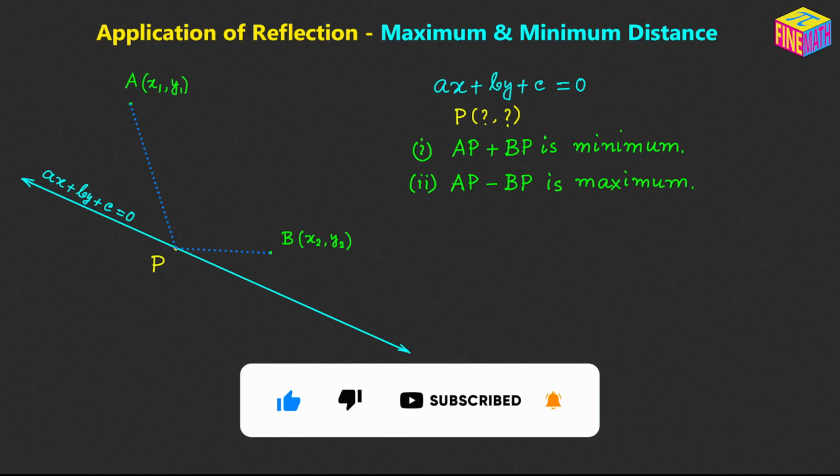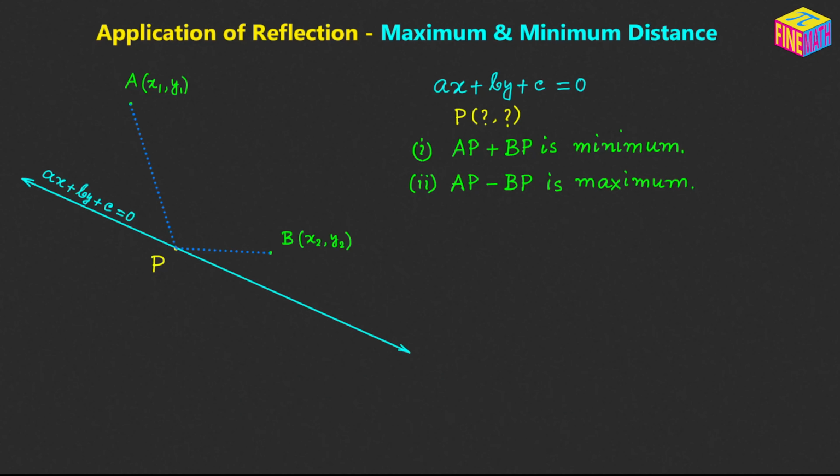Point A, whose coordinates have been given as x sub 1, y sub 1. Point B, whose coordinates have been given as x sub 2, y sub 2. Now we have to find the location of a point P such that AP plus BP is going to be minimum, and also AP minus BP is going to be maximum.